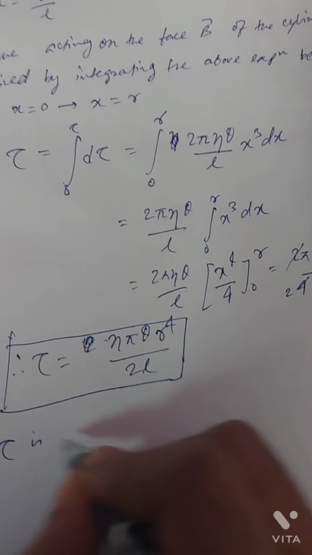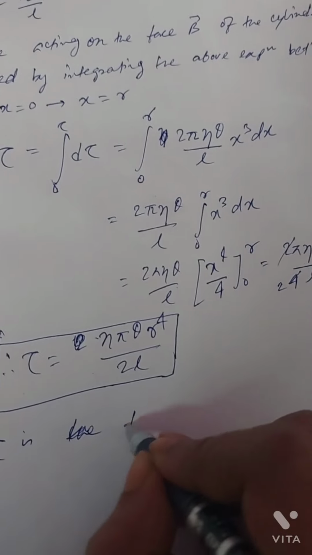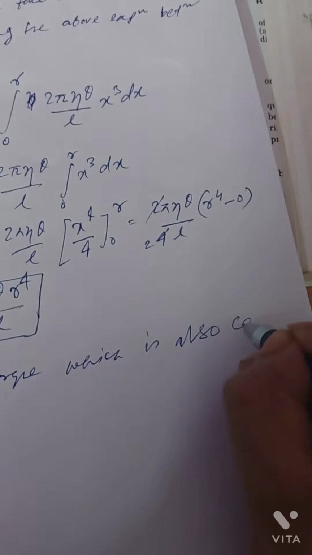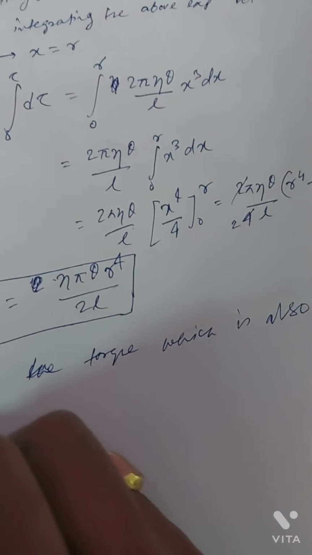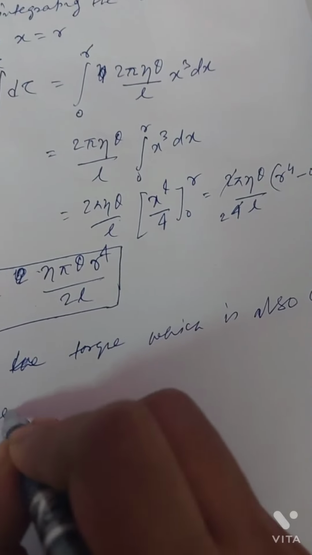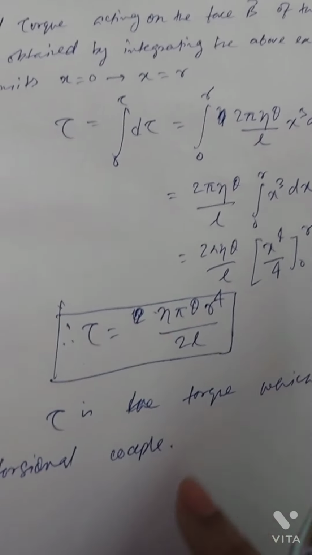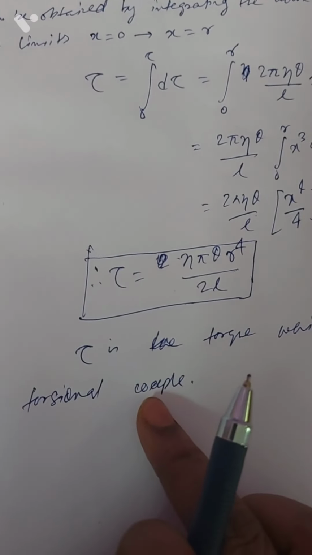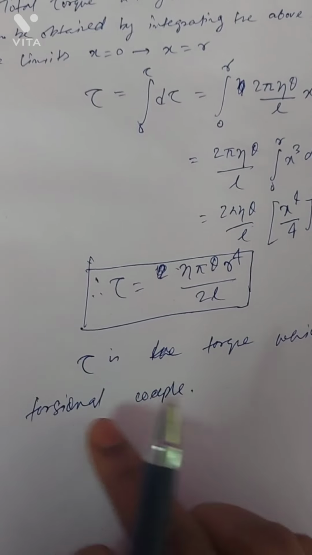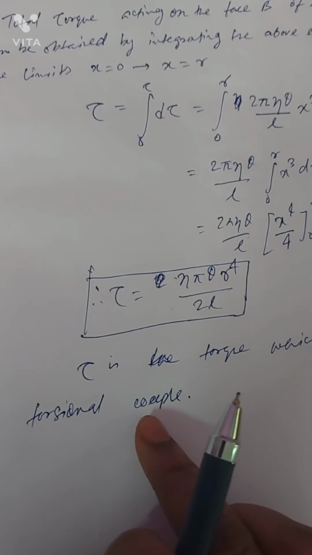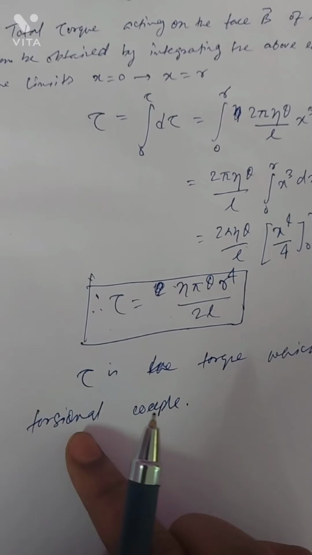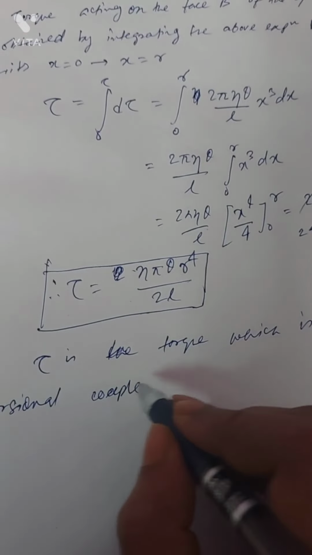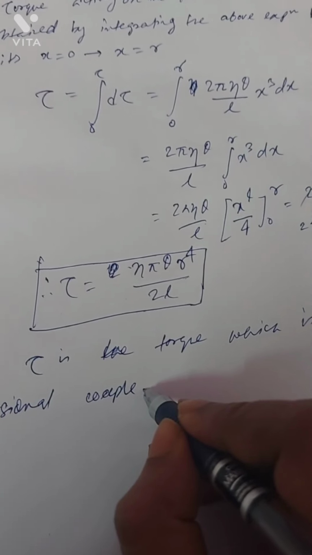Now T is the torque, which is also called torsional couple. As we have discussed in the initial part of this video, couple means moment of force or torque, and torsional couple means when the couple or torque is used to produce a twist. So torsional couple tau is given by T, the torsional couple.